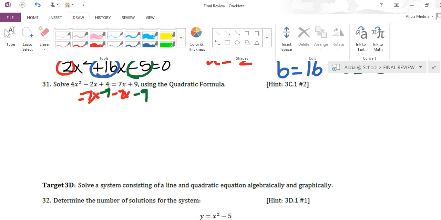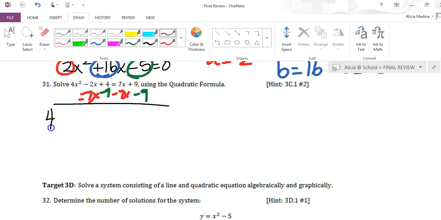Alright, so my terms now are going to be 4x squared, because there's no other x squareds. Negative 2x and a negative 7x. I do have to combine both these terms. So negative 2 minus 7 is a negative 9x. I then have a positive 4 and a negative 7. So positive 4, or not a 7, a 9. So positive 4 and a negative 9 is going to give me a negative 5.